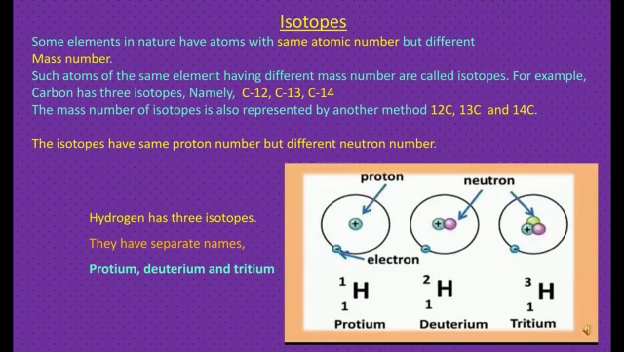Then next, the mass number of an isotope is also represented by another method. And one more method we can represent it. It is shown on the screen. Just have a look over there. The isotopes have same proton number but different neutron number. Hydrogen has 3 isotopes. They have separate names. Look at the diagram. First one, that is protium. Second one is deuterium. Third one is tritium. See there, atomic number is same but mass number is different.